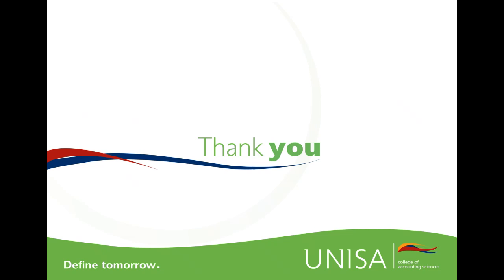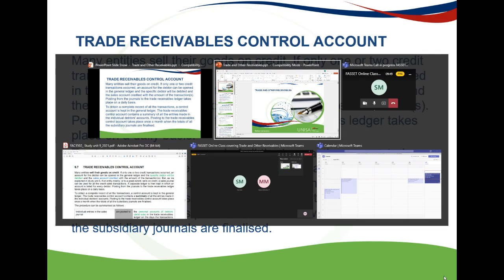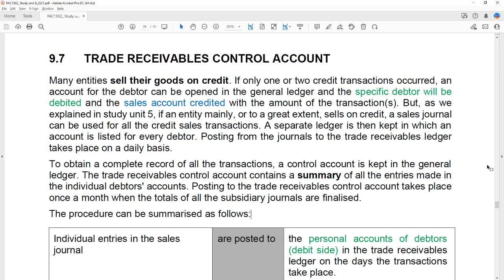Now, okay, this is not the end of our slides. What I'm now going to do is go to our study unit in the general ledger itself, where we're going to look at the trade receivables control account. I said that it's only going to be our totals that we post to the trade receivables control account at the end of the month. And this is an explanation of the procedure that you will follow.